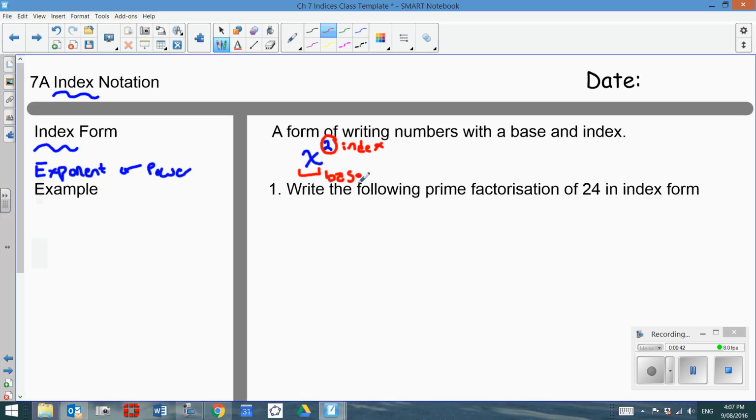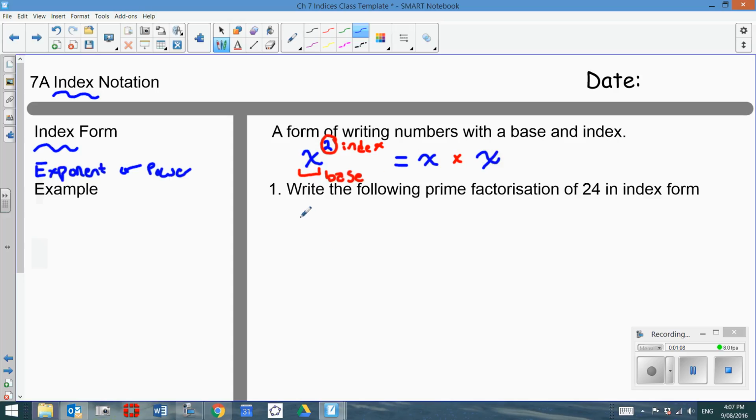All right, so when we write something in index form, we're writing it with a base and a little power, a 2, or 3, or whatever the index happens to be. Another way of saying x squared is x times x. We have to make sure our x's are very curvy and the times is very straight, like a cross.